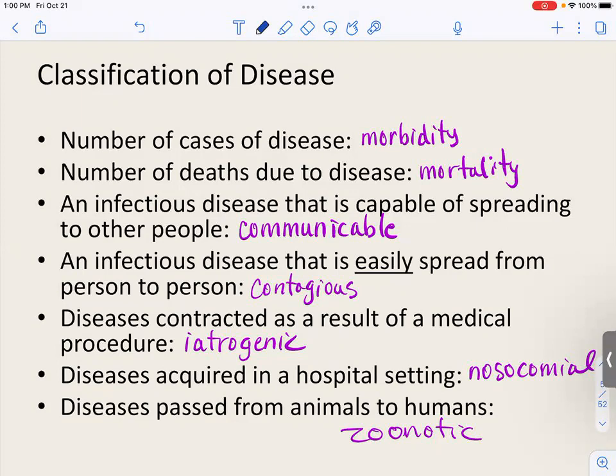We were finishing up, or we just began the process of thinking about how microbes infect hosts. So we were talking about a lot of terms. We talked a little bit about our normal microbiota.